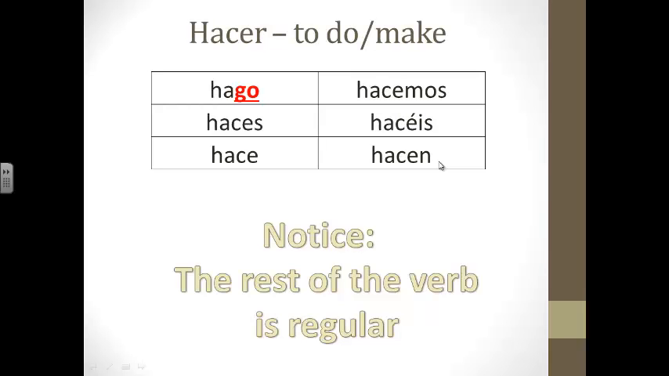Hacer is our next verb. Hacer means to do or to make. Has an irregular yo, also a go verb. And other than its irregular yo, it's an ER verb, so it has ER endings. Its conjugation, hago, haces, hace, hacemos, hacéis, hacen.